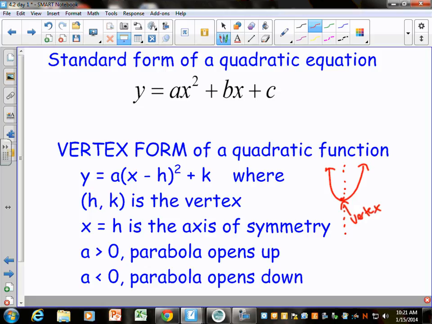But what if it's not in this form? And so that's what we're going to work on today. What if it's written like this, and we want to put it in vertex form first before we graph it? So on your homework today, I think the directions say to graph each quadratic, but some of them aren't in this form. So that's what we're going to focus on today. Okay.